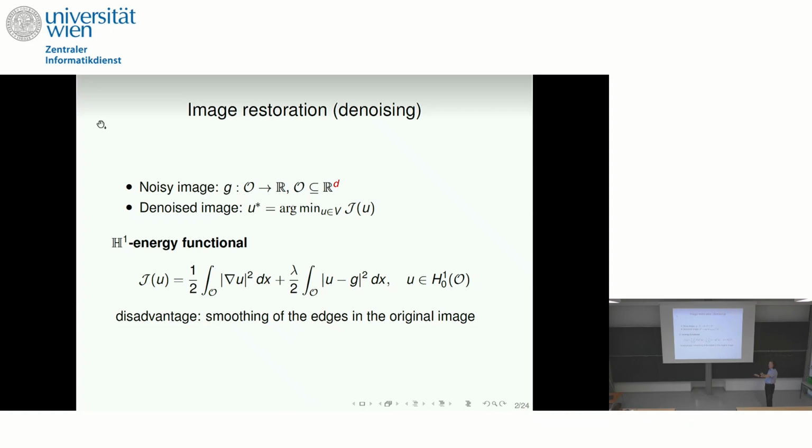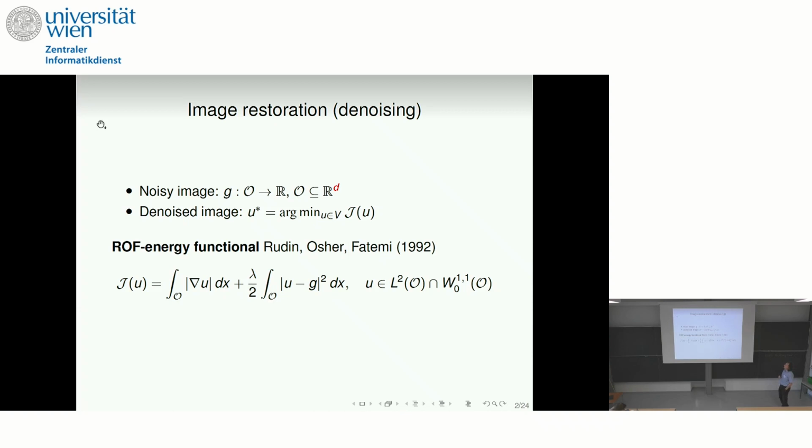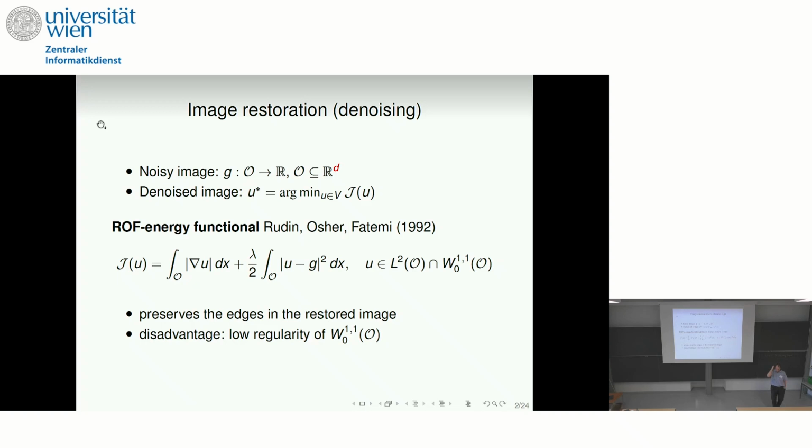But then a better model differs only in this point here: before we had a square, now we have one. So it's the L1 norm of the gradient. And this gives already good results. So in practice, this does what we want, but the problem is that it's much more difficult to approach than the previous one. Because for instance, here you see that we're losing reflexivity of the space.